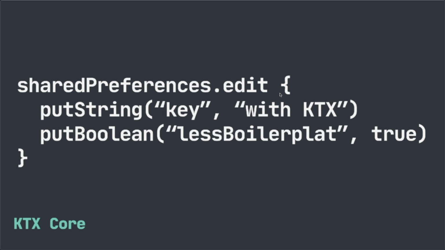Here we have a wrapper around shared preferences that makes editing shared preferences a little bit more fluent. Instead of having all this extra boilerplate, getting an editor and then calling putString and everything on it, and explicitly calling commit, we get shared preferences, we call edit, we pass a lambda, and then we can very fluently call putString, putBoolean, put all of our data in there, and then we don't have to remember to call commit or apply.